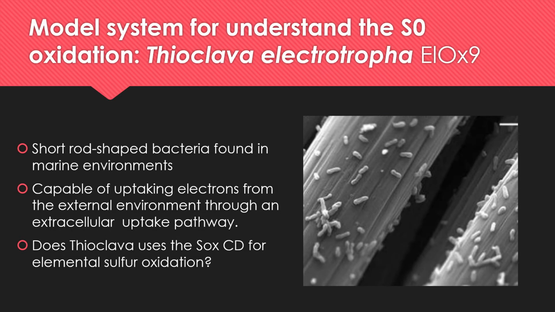When we consider a model system for understanding the sulfur oxidation pathway, Thioclava electrotropha is a bacteria that can be used for this. Thioclava is a short-rod bacteria that is found in a lot of marine environments, and it has the capability of uptaking electrons from the extracellular environment. Now, Thioclava contains the SoxC and SoxD genes, which encode for proteins that are responsible for sulfur oxidation, specifically oxidation of thiosulfate to tetrathionate. Because of this, Thioclava is a good candidate for this project. So the big question that we try to answer is, does Thioclava use SoxCD for elemental sulfur oxidation?